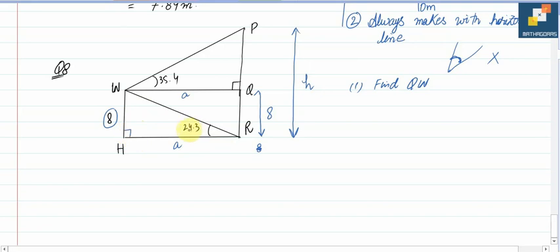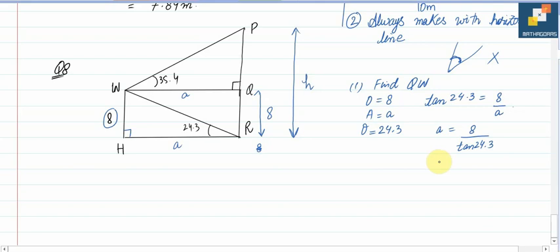Now if this is my angle, then 8 is the opposite. So opposite is 8 and adjacent is A, and theta is 24.3. So opposite and adjacent, that means you need to apply tan here. So tan of angle 24.3 is equal to opposite divided by adjacent. Now you need to make A the subject, so A is equal to 8 divided by tan 24.3, right? Now tan 24.3 is what?